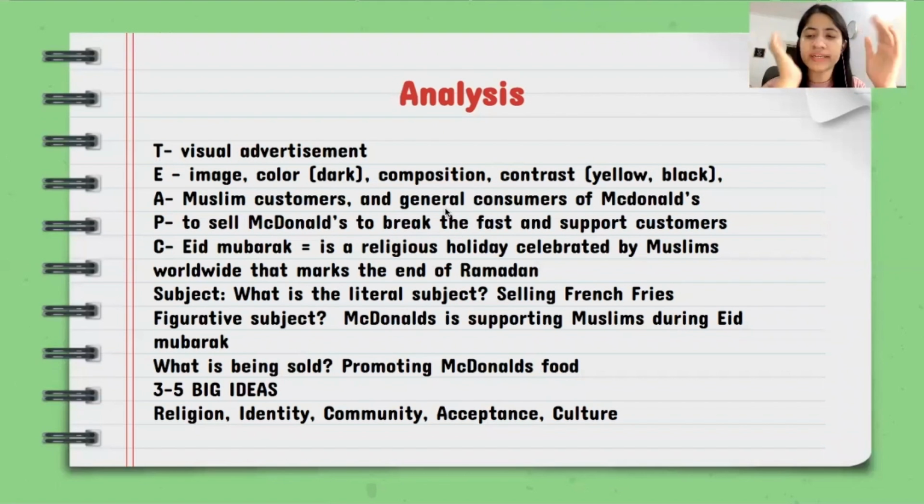For the audience, I thought the primary audience would be Muslim customers, because Eid is basically, a bit of context here, when you break your fast at the end of Ramadan, McDonald's is trying to promote their fries for people to break their fast with. I said the primary audience is Muslim customers and the secondary can be general consumers of McDonald's. You can argue either, but as long as you have some type of defense or a way to back up your statement.